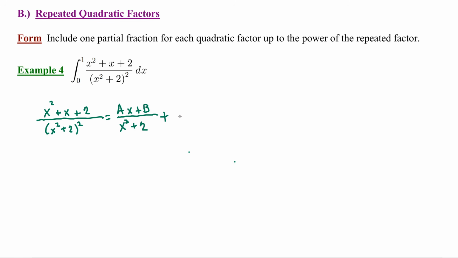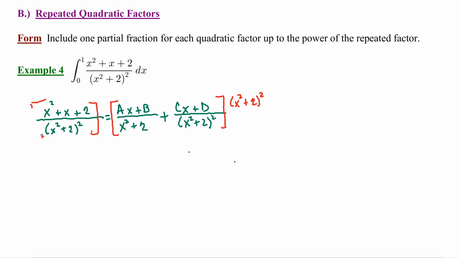Now, because it's a repeated factor, we're going to need another partial fraction with that factor squared. And by the way, if x squared plus 2 was cubed, we would have one more partial fraction with x squared plus 2 cubed. Now, we do have there a degree 4 denominator, but because we're dealing with repeated quadratic factors, we only need a linear numerator. So we're going to call that cx plus d. Now, the setup is really important. I have to get my model right in order to find the correct expansion of my original integrand.